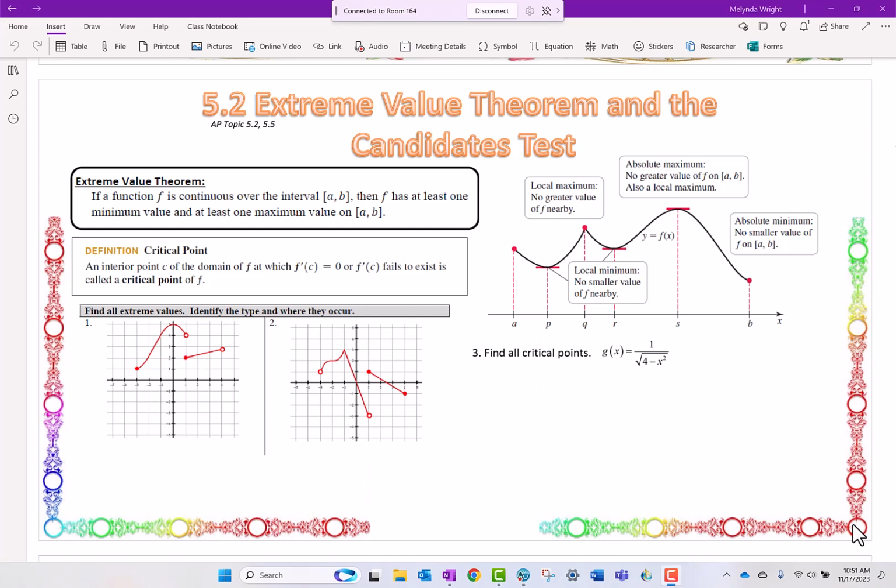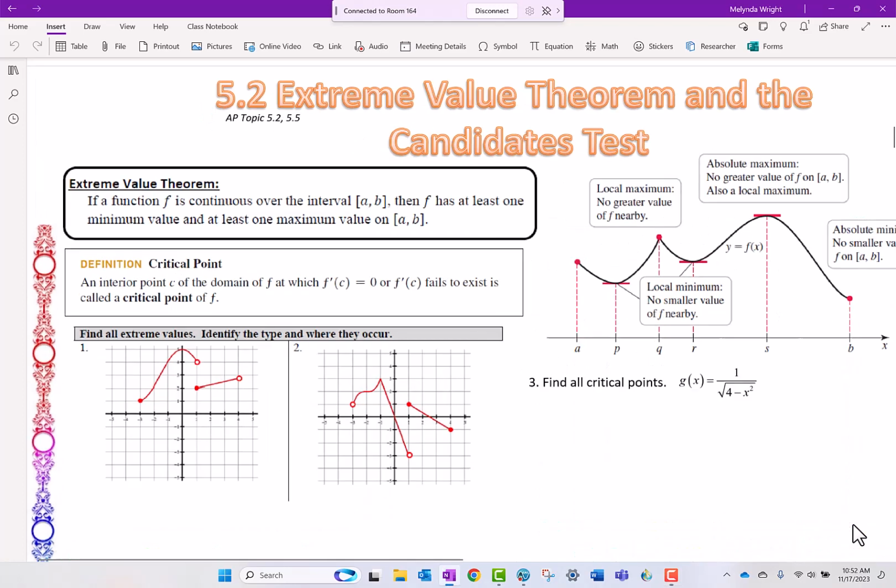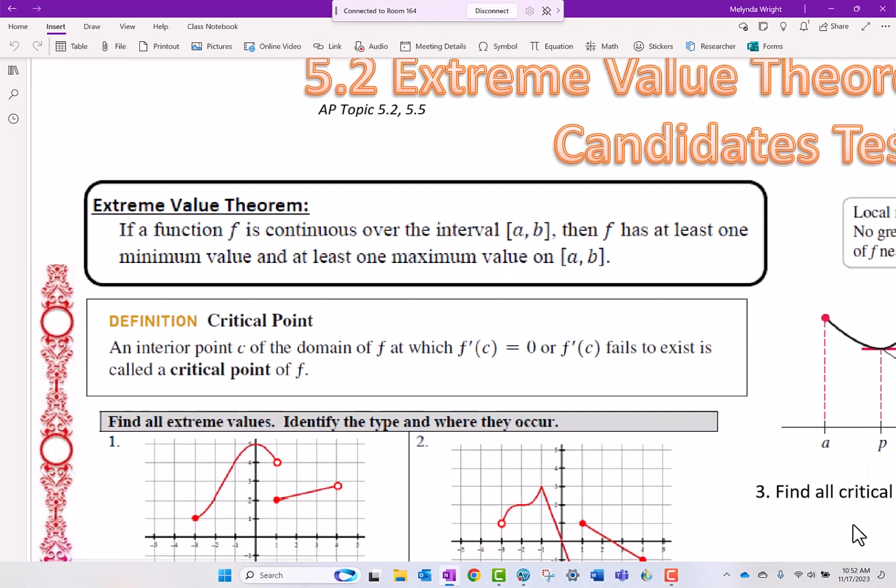All right, let's take a look at our lesson for today. So today we're going to be looking at the extreme value theorem and the candidates test. So let's focus first on the extreme value theorem.